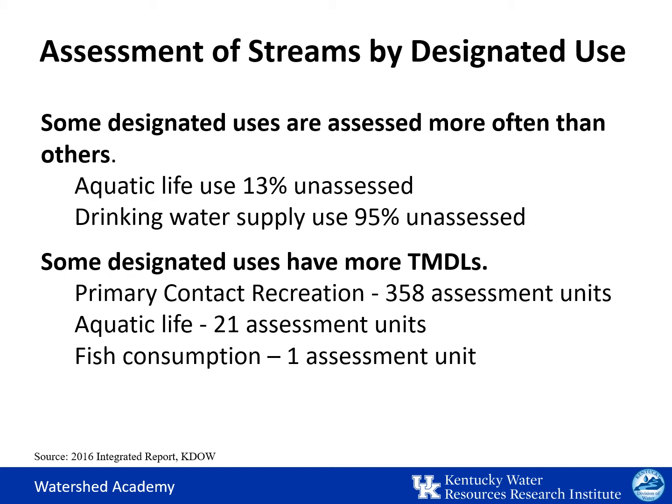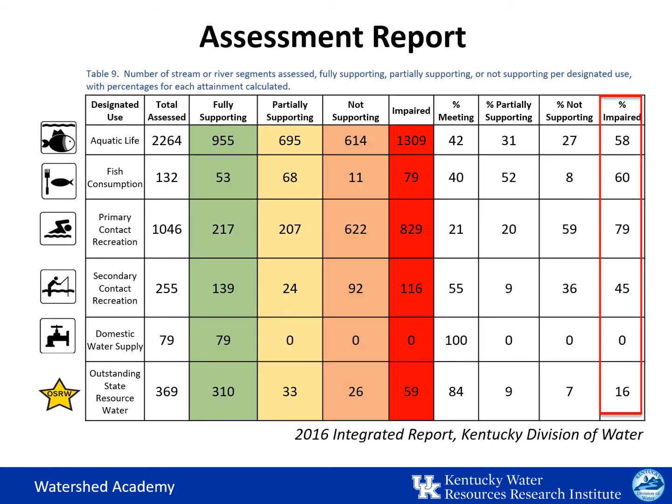Also, TMDLs were developed much more frequently for primary contact recreation, that's 358 segments, rather than aquatic life use, that's only 21 segments, or fish consumption, in which case only one segment has a TMDL that's been developed. So keep in mind that as more streams are assessed for more uses, we will likely find more impairments throughout the state. This table summarizes the 2016 assessments by the number of stream miles or the percentage of stream miles.